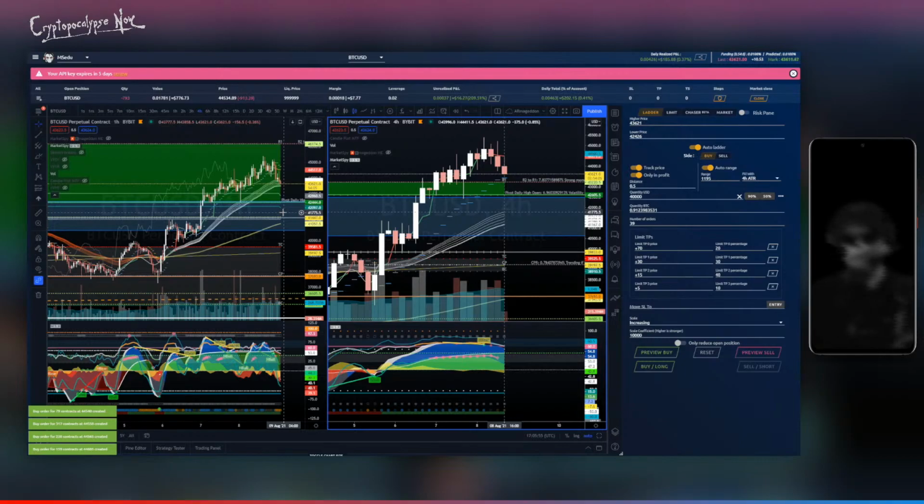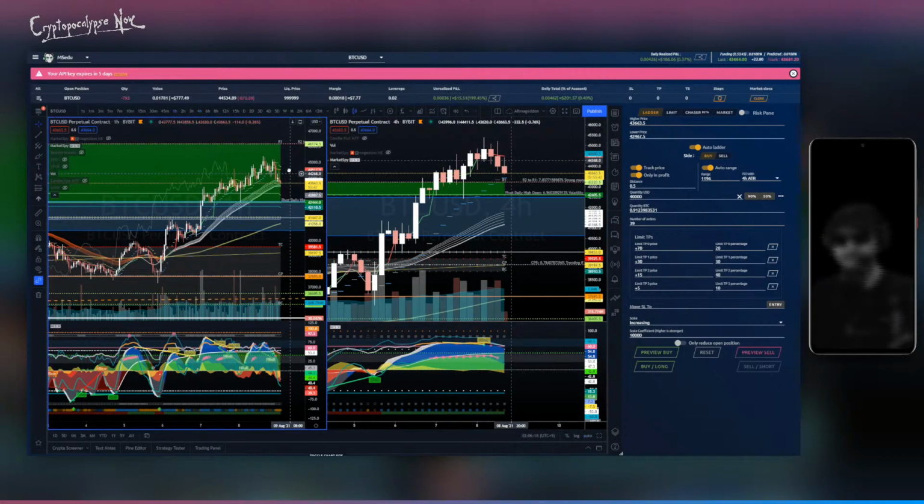Looking good. You guys, if you had a short last night, you're probably at break even right now. You haven't been averaging in, and you got a position. I'm eyeing this 50. Want to hold it for it to go higher.